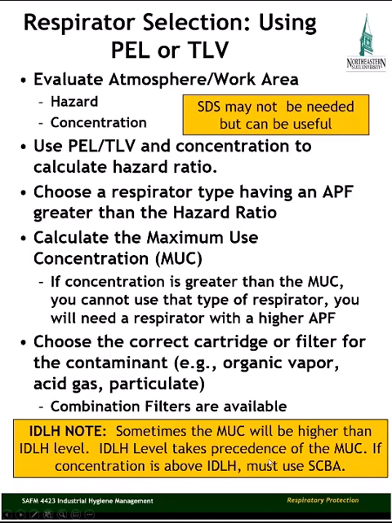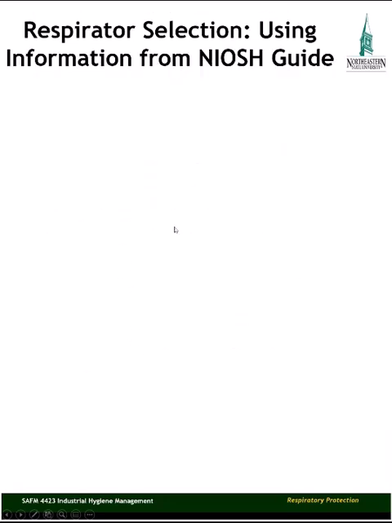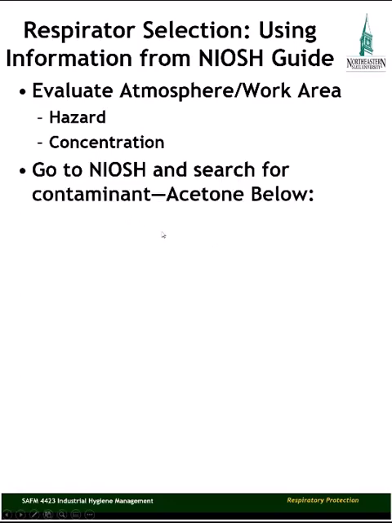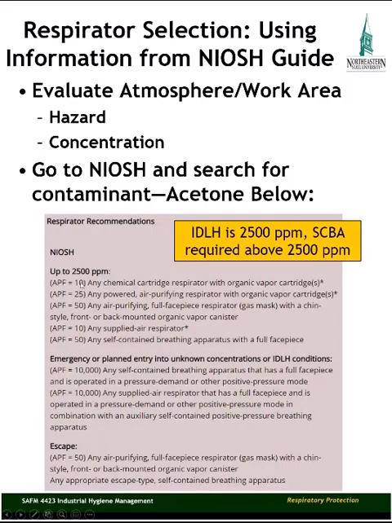Okay, let's talk about respirator selection using information from the NIOSH guide. We evaluate our atmosphere or work area, the hazard, the concentration. Go to NIOSH and search for the contaminant. As an example, I'm using acetone. You can search for the hazardous constituent that you need to protect workers against. And here are the respirator recommendations if you're working in an environment with vapors from acetone.